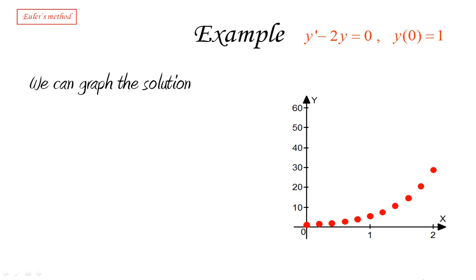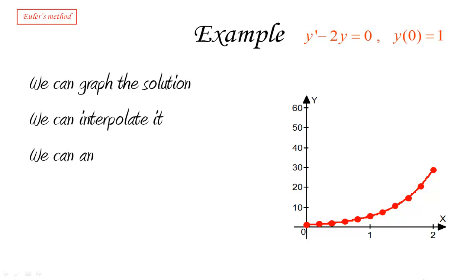Now, what can we do with that? We can interpolate it. What does that mean? Well, if these are the points that we computed, then probably the solution is going to be looking something like that, right? We're just simply going to join the dots, as you did way back in junior high, probably. Now the next thing we can do is we can analyze this shape.